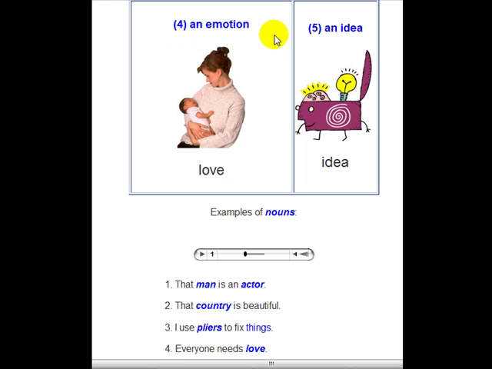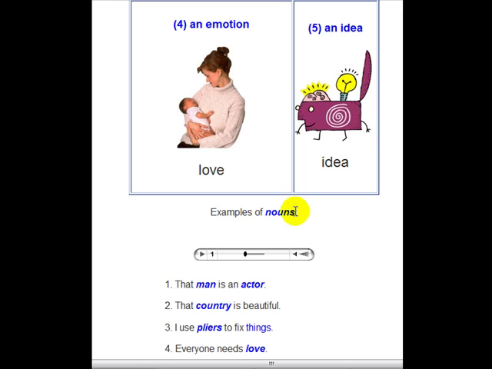Here we have an emotion. Love. That's an emotion. An idea. Well, idea is an idea. Okay. So we have an example of a noun as an emotion and as an idea.